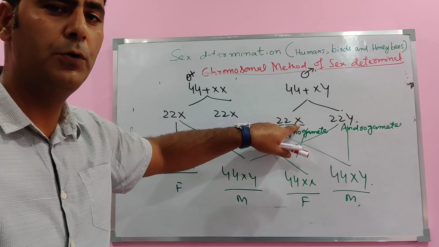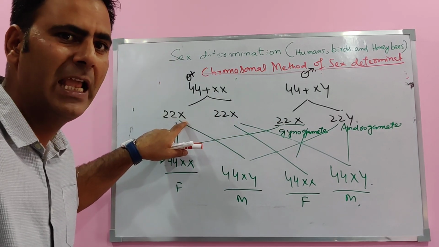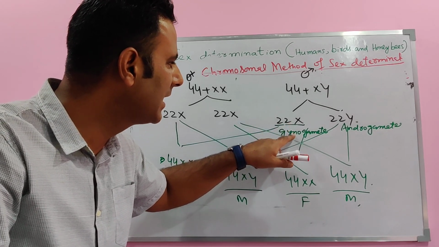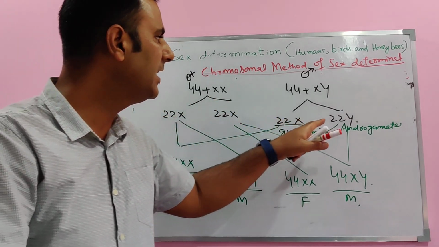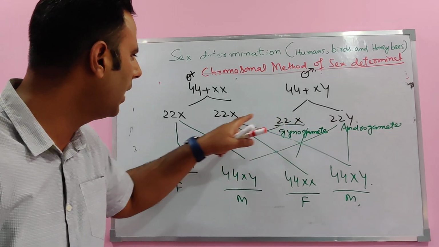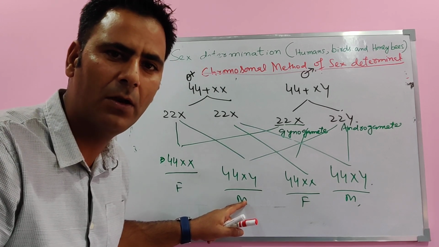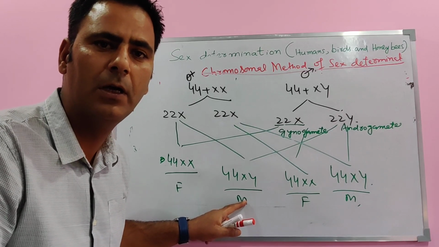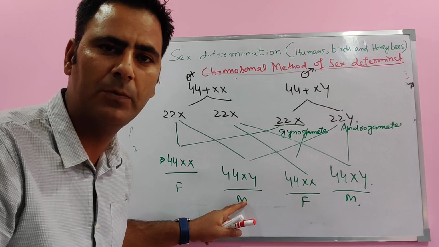If the male produces gynogamete, the gynogamete will fuse with 22X and form 44XX, a female. So it is the male's gynogamete which is going to establish the female sex. And it is the male's androgamete which is going to unite with the female's 22X and form a male. The blame is always put on the females for giving birth to female fetuses.